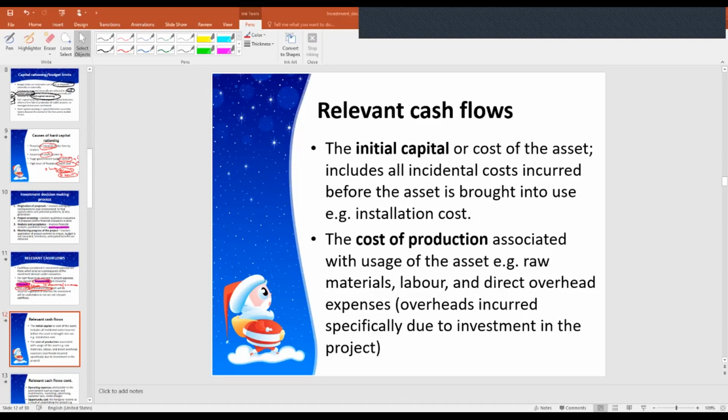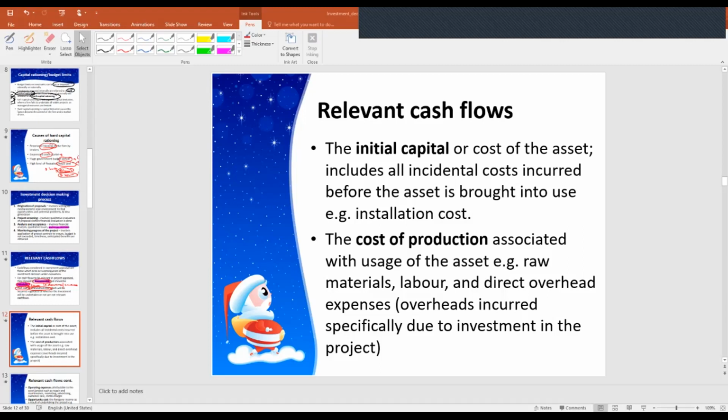So the first cost that is relevant is the initial cost: the cost of the machine, the cost of the building, the permit cost. All those are relevant costs, including the cost of construction itself. All those become part and parcel of the initial cost, which we incur as at year zero.